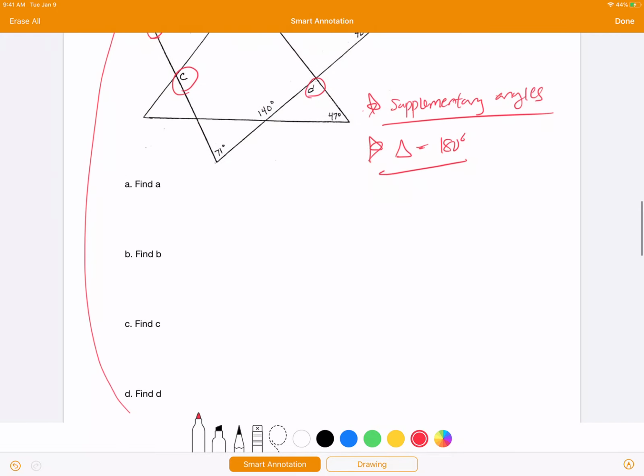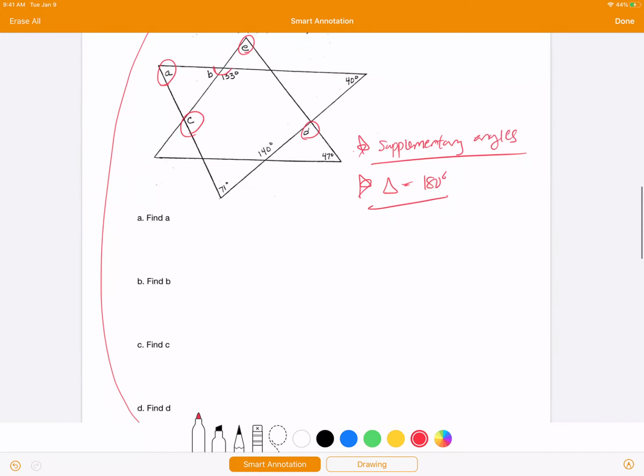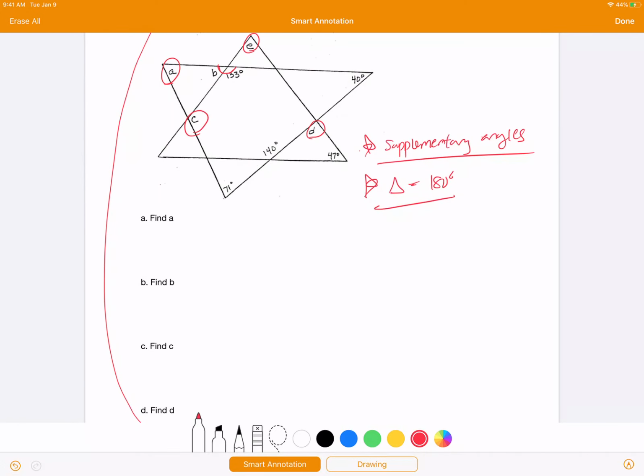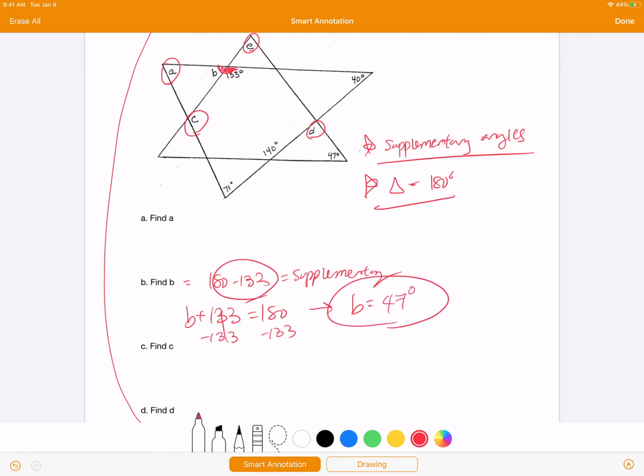Because there's no specific order in which you're supposed to be solving this, and you can just do it however you like. B is simply 180 minus 133. Why? Because these two create what we call a supplementary angle. So B plus 133 should give you 180. Subtract 133 on both sides, and then you get B is equal to exactly what this says. So your final answer should say 47 degrees for B.